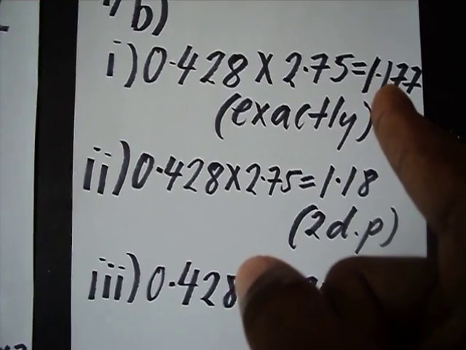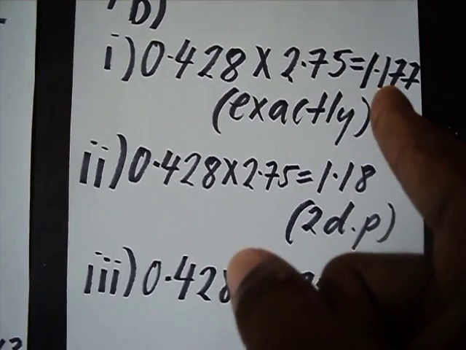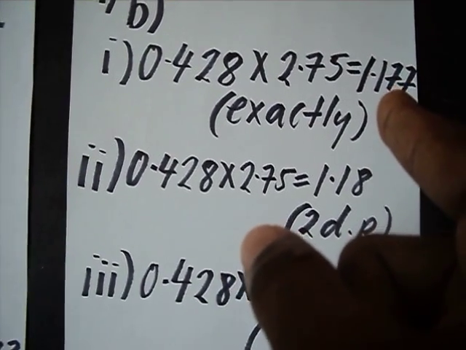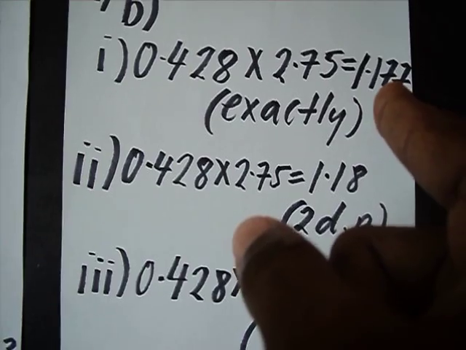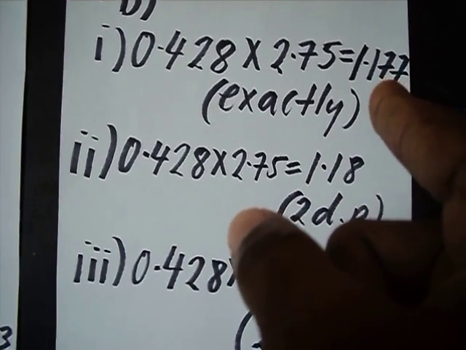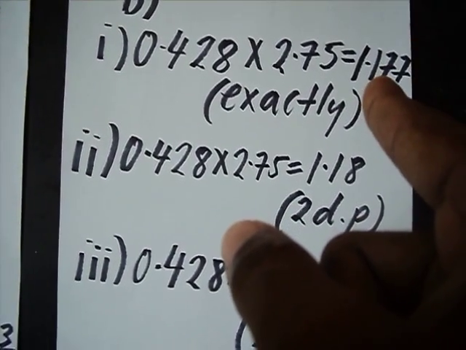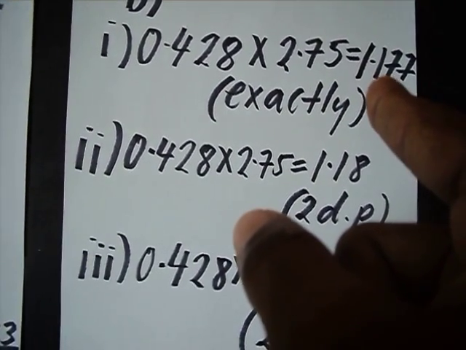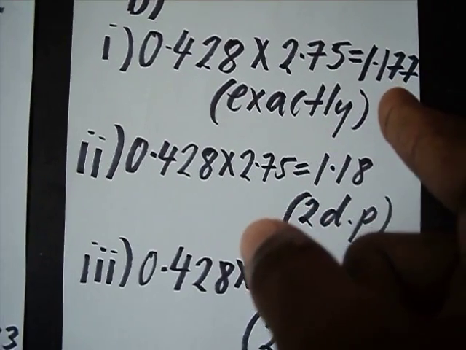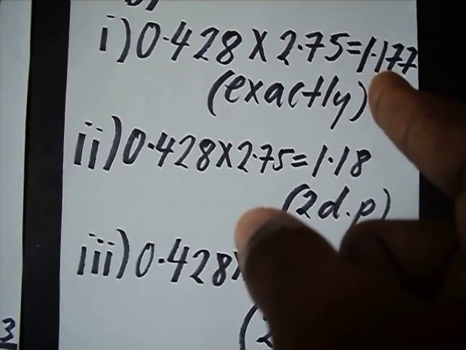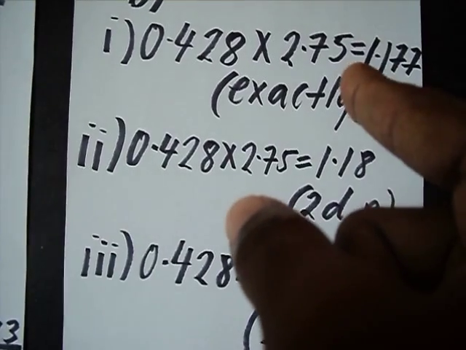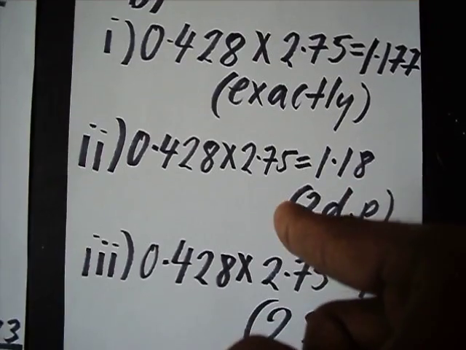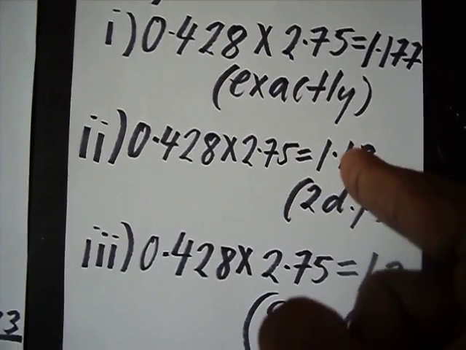Go to the next one, and you see here that 7 is greater than 5, so add 1 to this one here. Again, 2 decimal places, go to the next one. If it is greater than 5, add 1 to this 7 here, so it will be 1.18. So 1.18 to 2 decimal places.